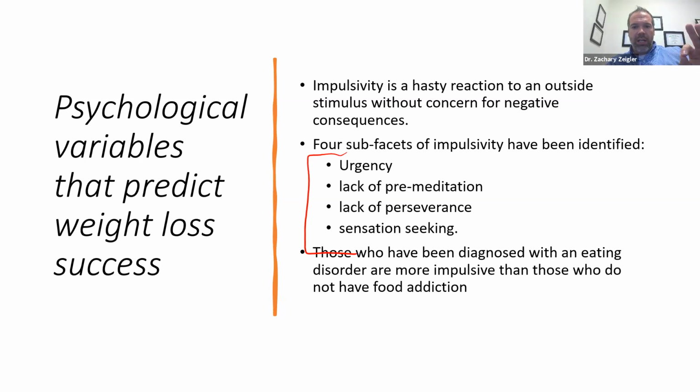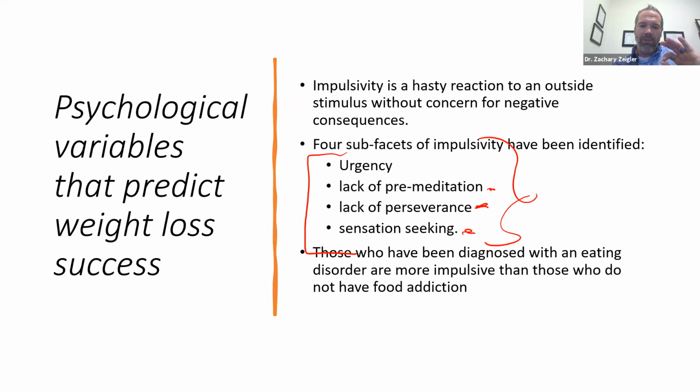Think about this and relate it to you. I come home from work and I'm starving. I'm urgent. I'm just going to eat whatever is right there. I have to do it right now. Lack of premeditation. I haven't thought about what I'm going to eat for dinner, so I'm just going to eat whatever's there. A lack of perseverance. I know I said I was going to eat good, but screw it. I'm hungry. Sensation seeking. Oh, I just really want the taste of that salty chip and dip or something, right? This is impulsivity, and this leads to overeating. Those who have been diagnosed with an eating disorder have more impulsive behaviors than those who do not.